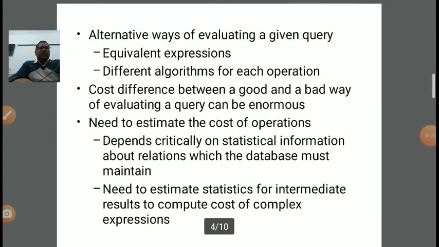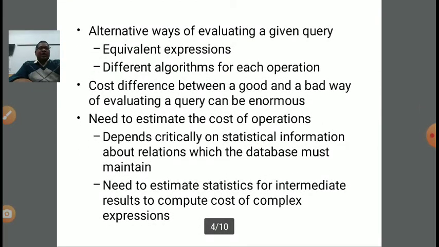Now, there is an alternative way of evaluating a query, like writing an equivalent expression in place of some relational algebra expression. Means there are alternative ways of evaluating a given query. We can use a different algorithm for each operation, right? Now the cost difference between a good and a bad way of evaluating a query can be enormous. So a cost difference might occur.